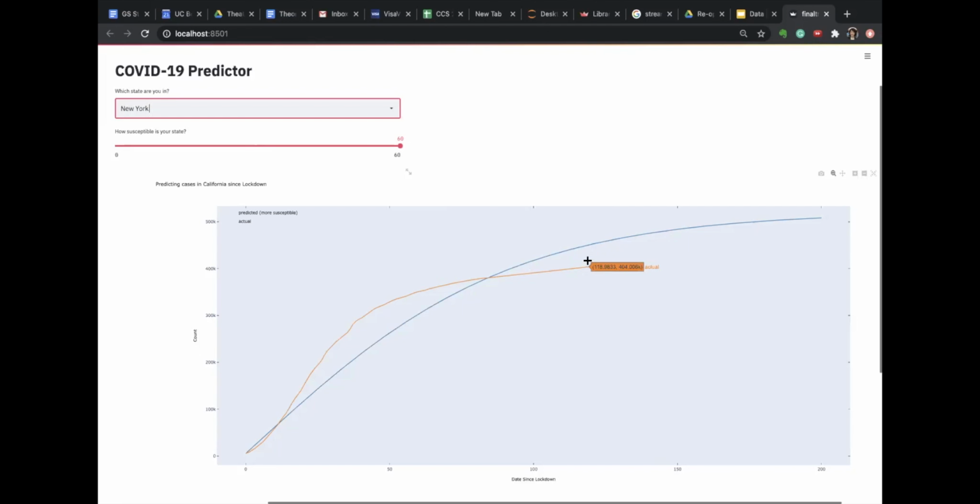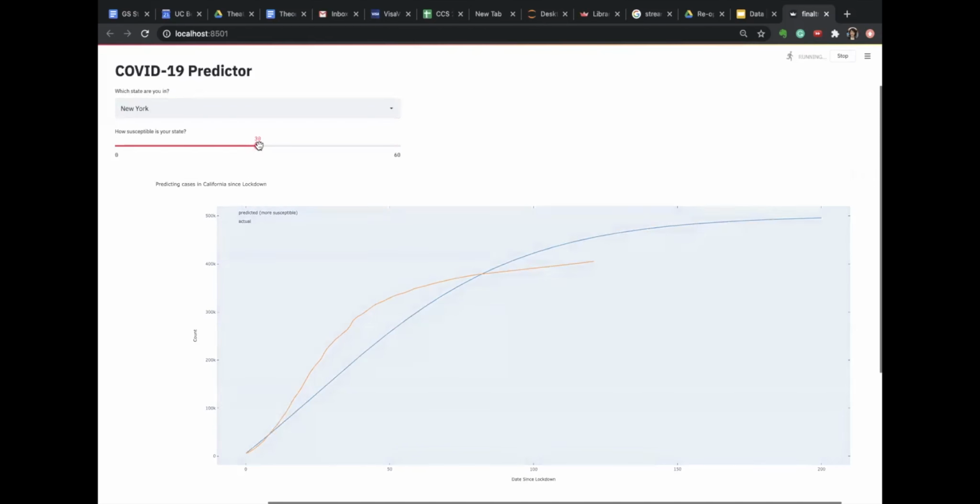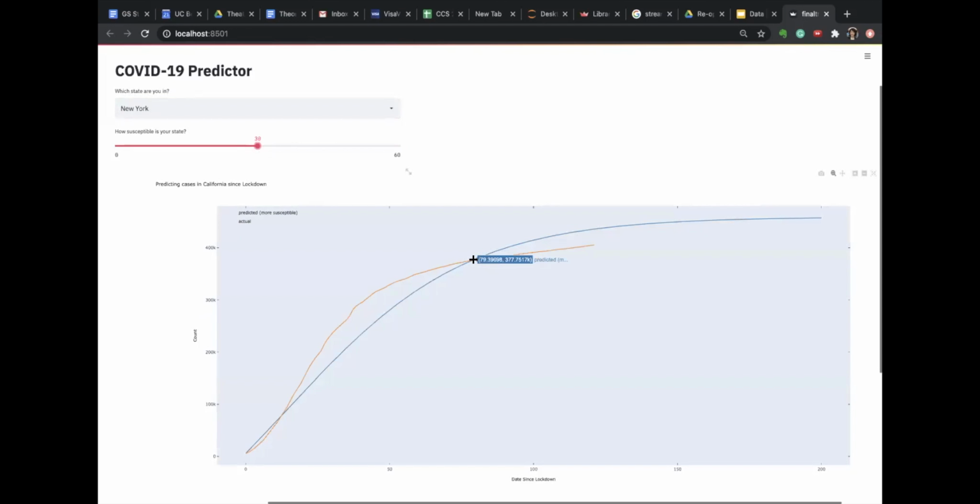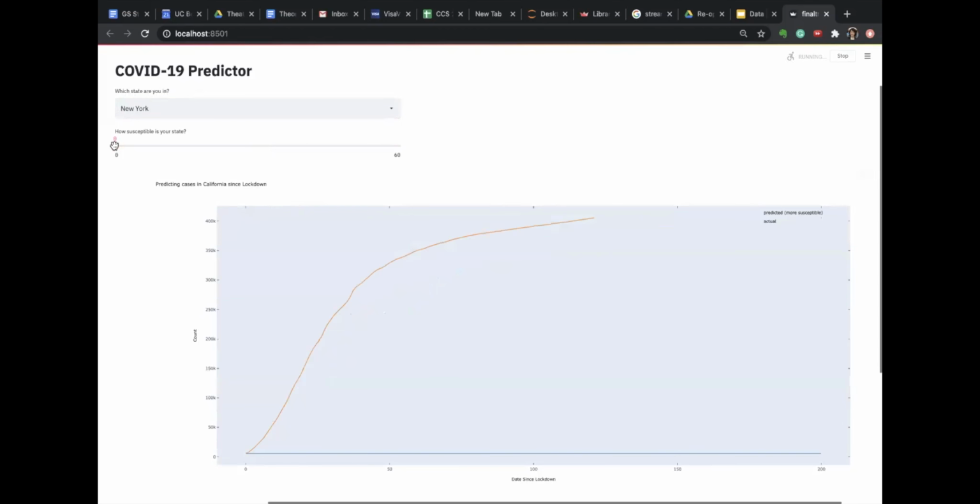If we change our susceptible rate to 30 out of 60, so about 50%, our model gets a little better, but the model still underestimates for certain days since lockdown and overestimates for certain days since lockdown. And if we change our susceptible rate to 0 out of 60, we can see something really interesting.